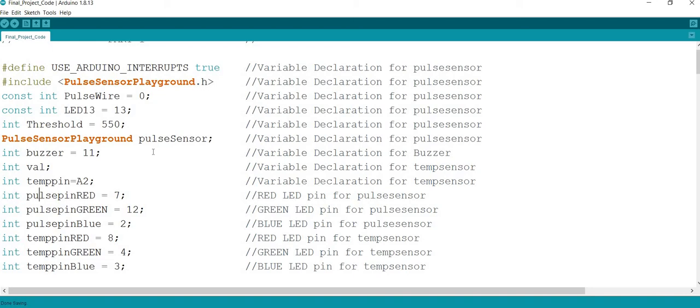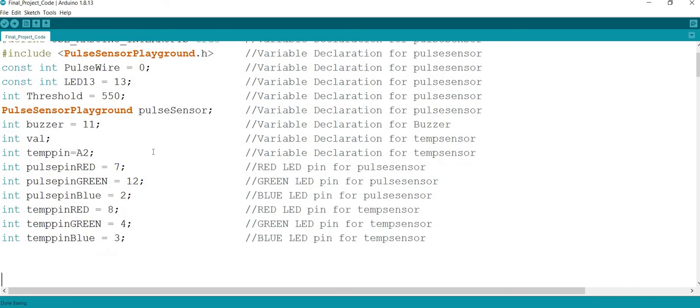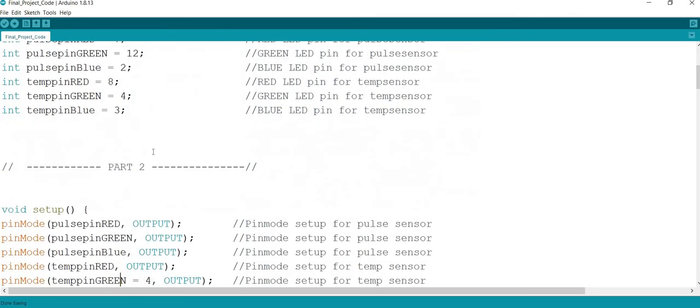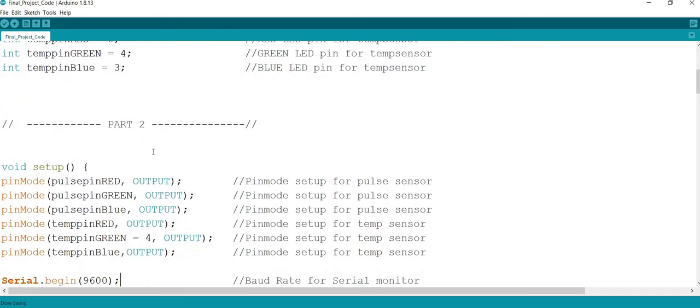And the same analogy works for the pulse sensor as well. If my heartbeat is above what it's supposed to be, and the pulse sensor detects it, it will generate a signal that is channeled through pin 7 to the LED so that it can make the red LED glow, and so on. So this is the end of part 1 of the code, and part 2 is basically the setup function.